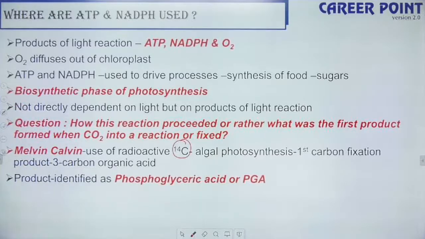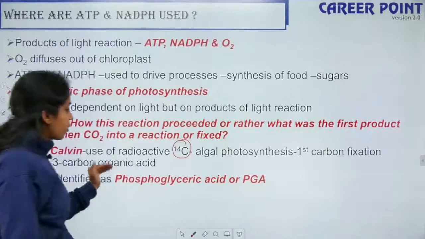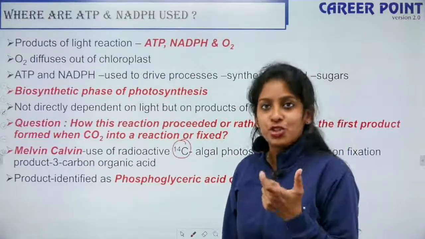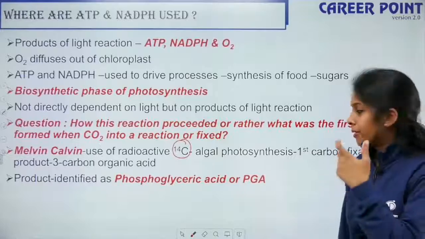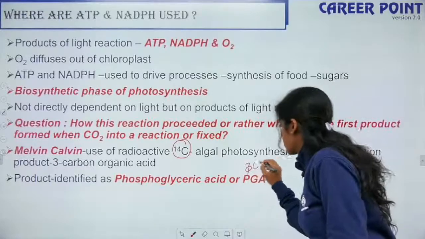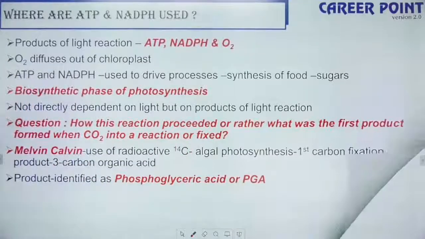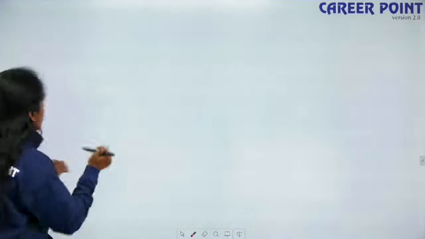So the product that he identified was phosphoglyceric acid, or in short the PGA. So this is the 3-carbon compound. Fine? Yes, understood? So moving further, someone is accepting the carbon dioxide.